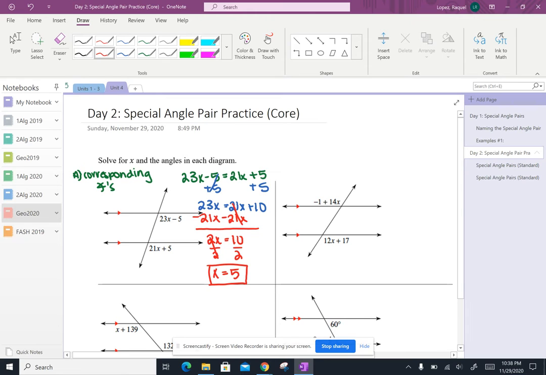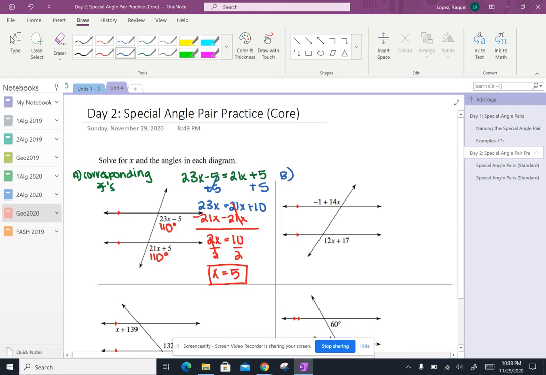If I want to find the angle measures, I can just go ahead and plug 5 in for x. So let's see, 23 times 5 is 115, and 115 minus 5 would mean that this angle measure is 110 degrees. And since corresponding angles are congruent, that means this other angle is also 110 degrees. Okay, let's move on and try the next diagram, and let's call this one diagram B.